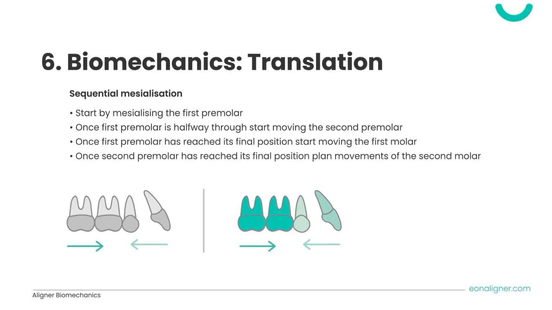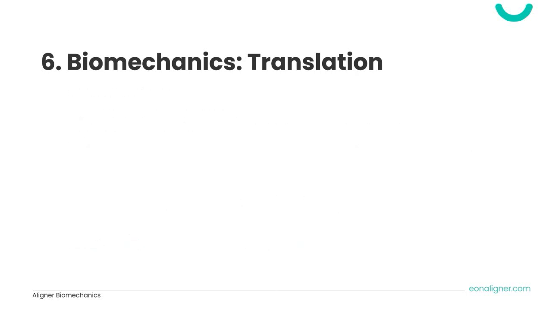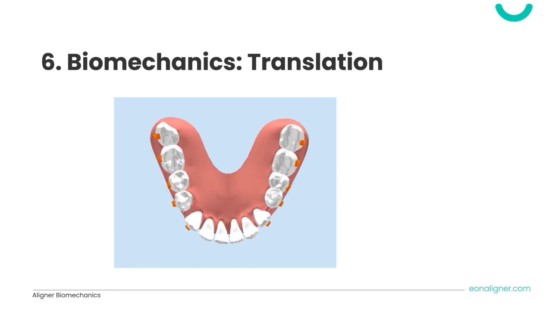Start by mesializing the first premolar. Once first premolar is halfway through, start moving the second premolar. Once first premolar has reached its final position, start moving the first molar. Once second premolar has reached its final position, plan movements of the second molar. Here's a video showing the sequential mesialization in a sequential movement.